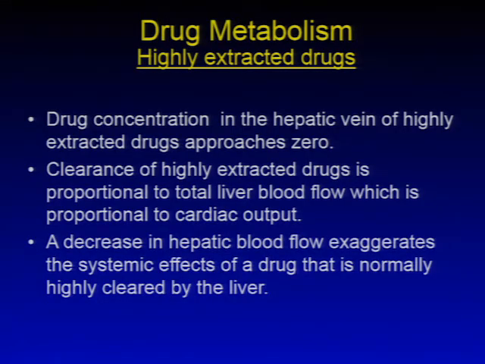So we're going to talk about highly extracted drugs now. Drug concentration in the hepatic vein of highly extracted drugs approaches zero. Clearance of highly extracted drugs is therefore proportional to the total liver blood flow, which is proportional to the cardiac output. A decrease in hepatic blood flow exaggerates the systemic effects of a drug that is normally highly cleared by the liver.